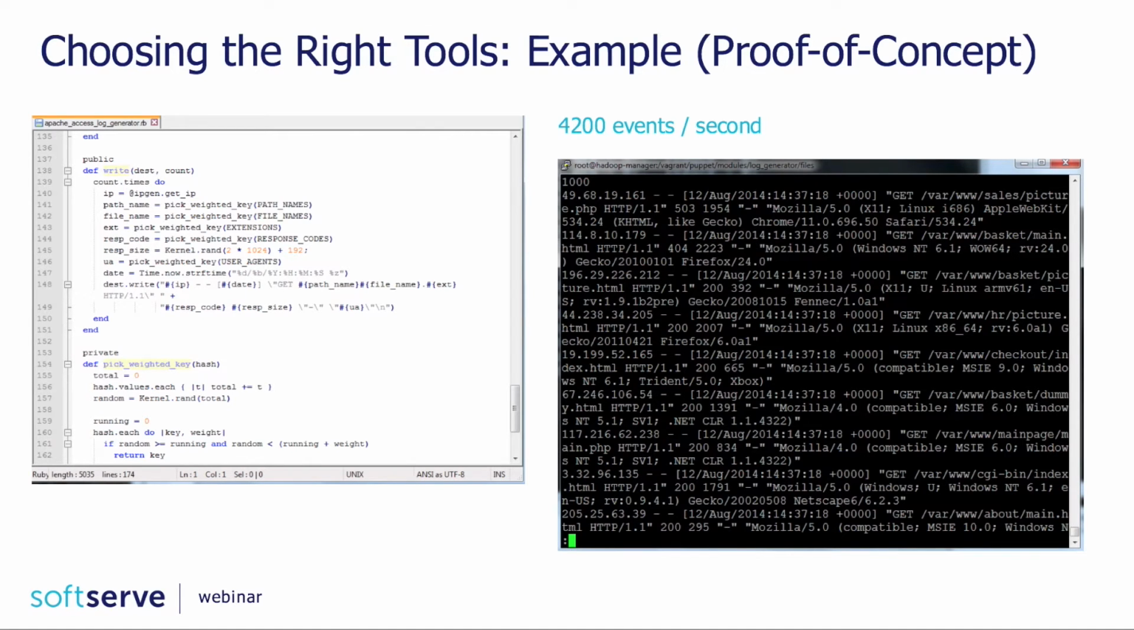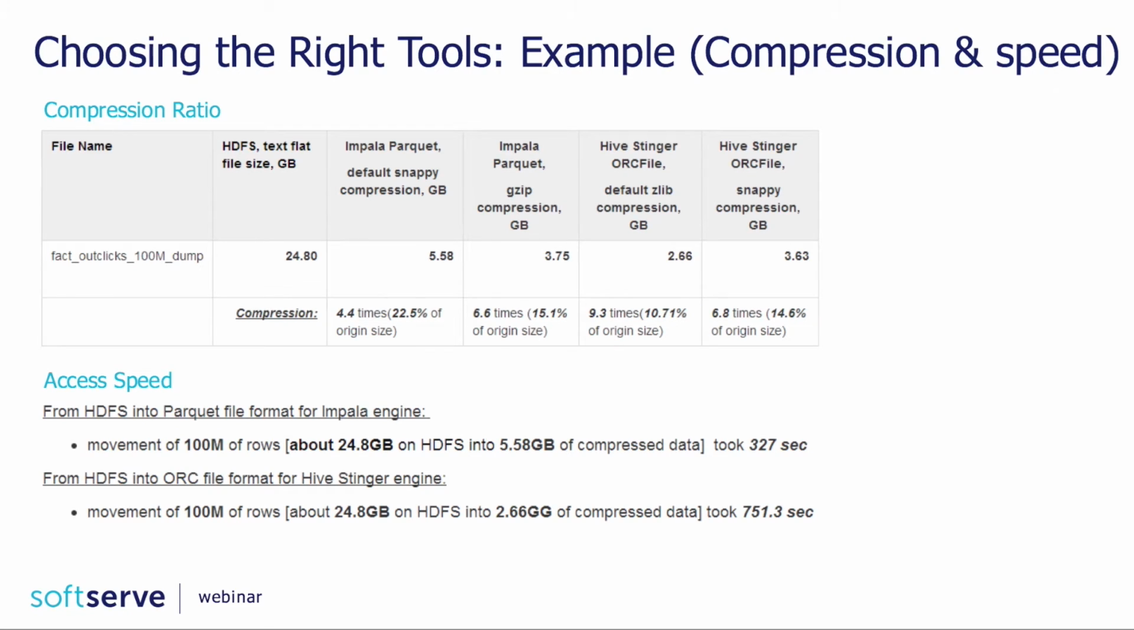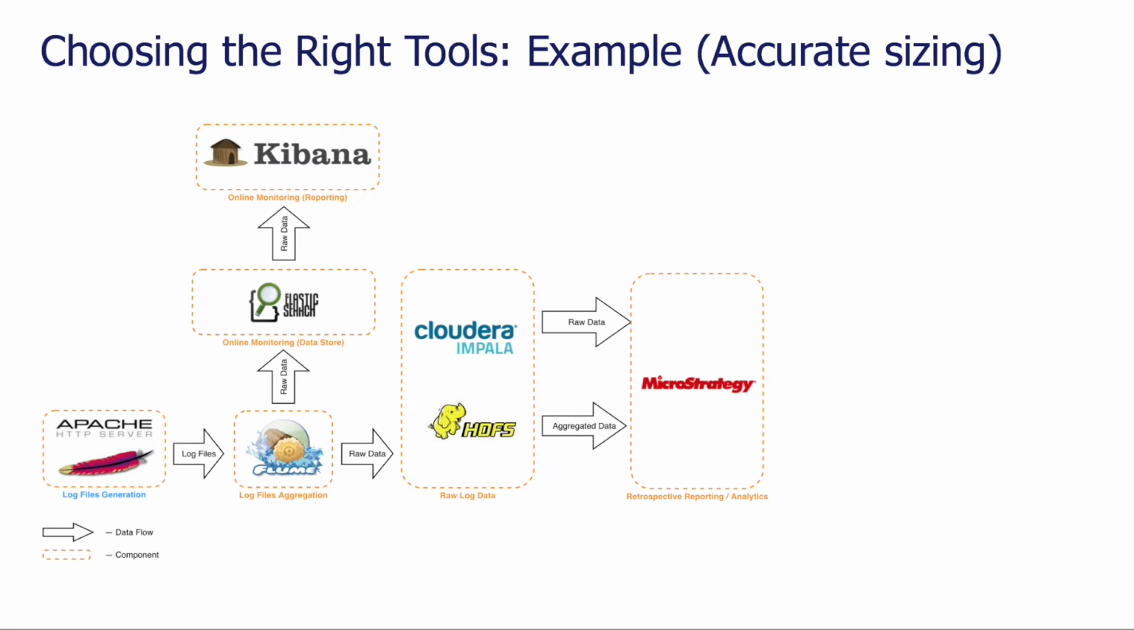And this helped us to validate all of these tools and come up with a really informative way of comparing tools, right? We checked what's the speed of accessing data, we checked what's the compression rate in different storage engines, and we came to the conclusion to use Cloudera and Impala.